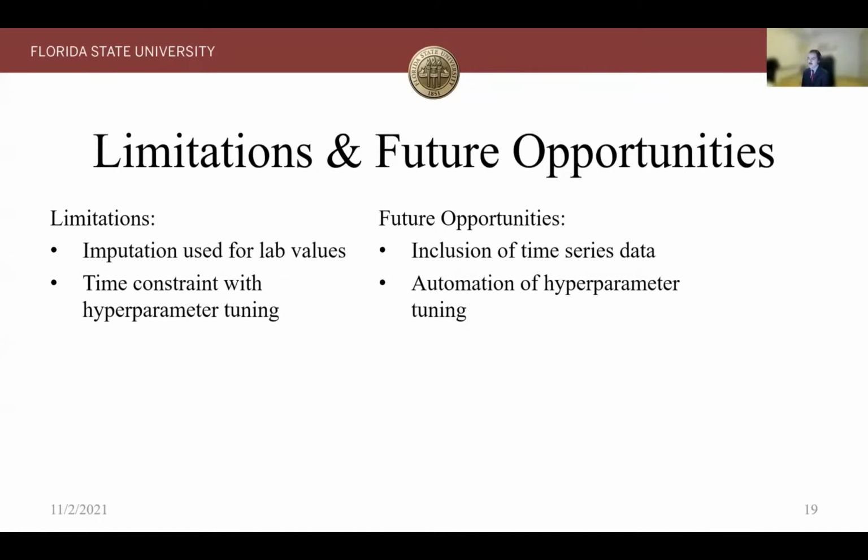Future opportunities would include the automation of hyperparameter tuning so that model creation is independent of the amount of time available to the researcher, and the inclusion of time series data for lab values. The inclusion of time series data for lab values will replace the aggregate value and give a better image of the patient's health throughout their stay.